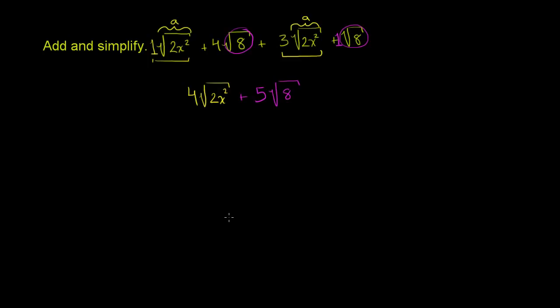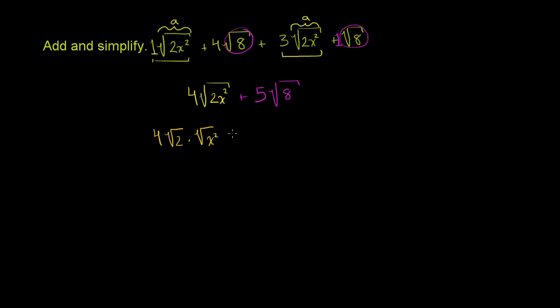And now let's see if we can simplify this anymore. We have 4 of something, and then we have 5 of something else. So you can't just add these two things together. But maybe we can simplify this a little bit. So we know that the principal root of 2x squared, let me write the 4 out front. So we have the 4. And the principal root of 2x squared is the same thing as the principal root of 2 times the principal root of x squared. So I just rewrote this part right over here.